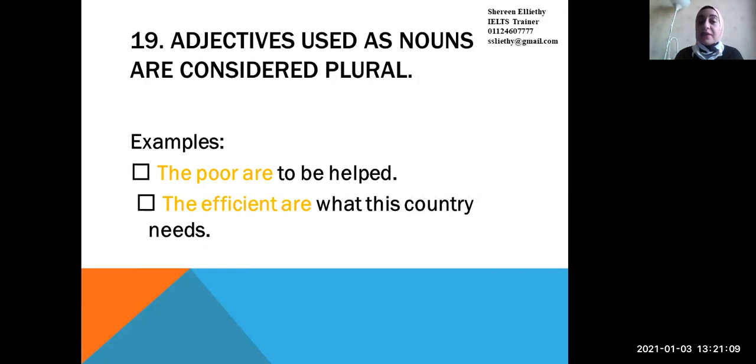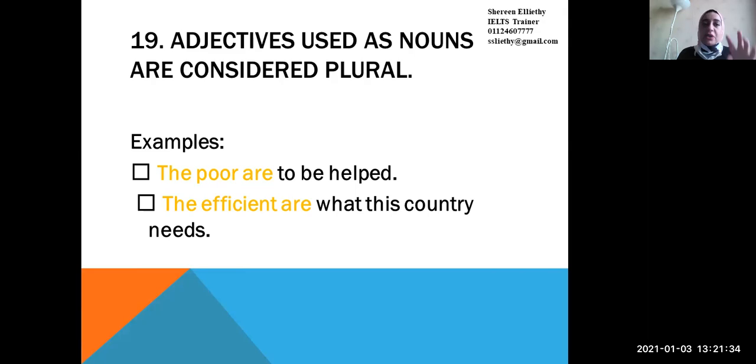So if I say the poor, here I'm referring to this group of people, right? So I need a plural verb. The poor are to be helped, which means that they should be helped. The efficient are what this country needs, okay? Efficient means successful people, right? So the poor are to be helped, the efficient are what this country needs.